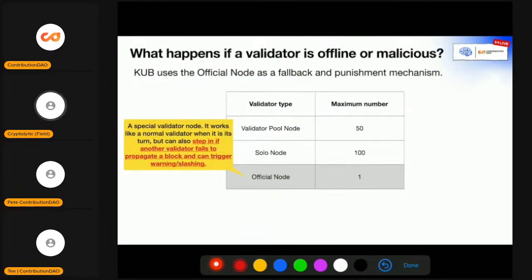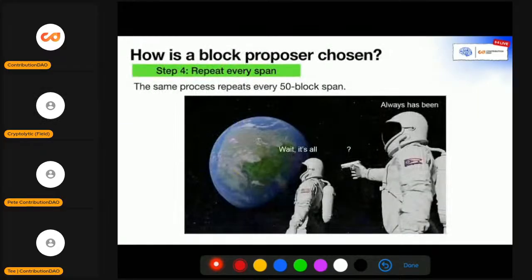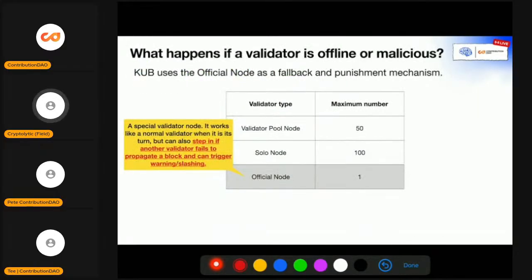And that is all of the mechanism. What we are going to talk about next is what's going to happen if the validator is offline or becomes malicious. Before we go into this topic, which is quite short, let's just pause here first.